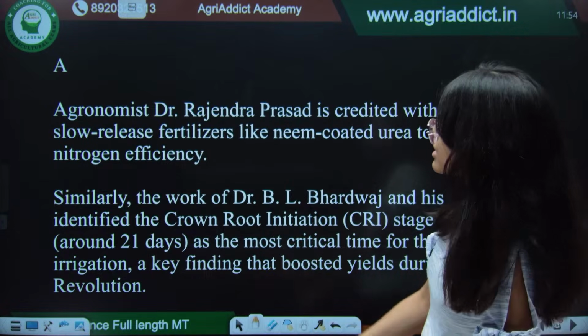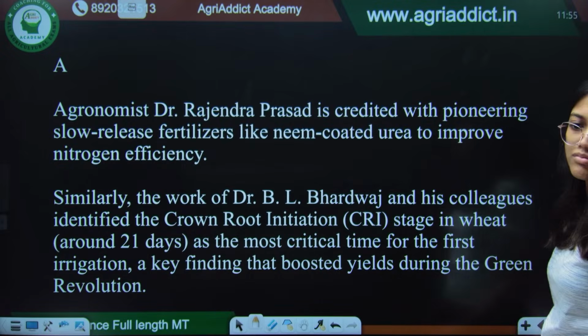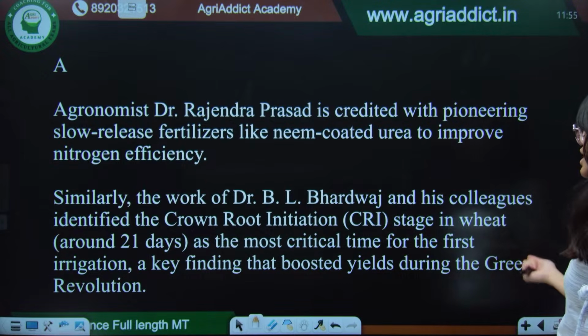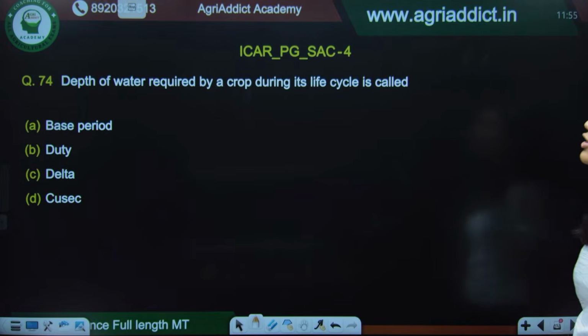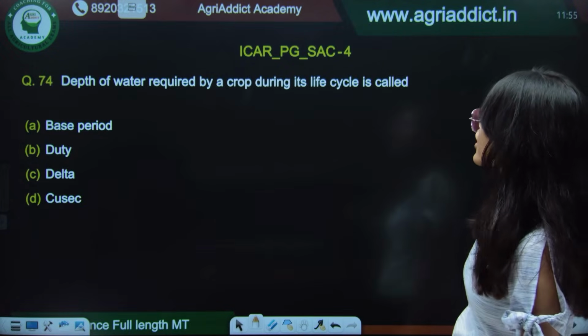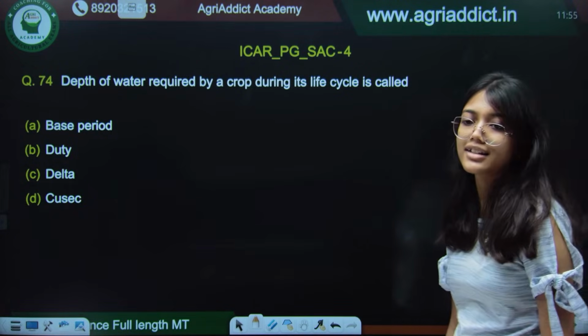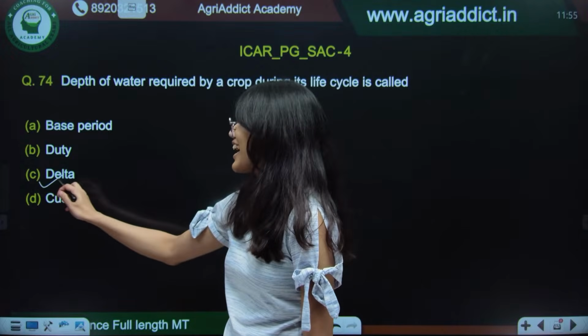So option number A will be our correct answer. Okay, so here it is written, whatever you can just read. Coming to the next question. Sorry, I showed you the answer. Depth of water required by a crop during its life cycle is called delta.